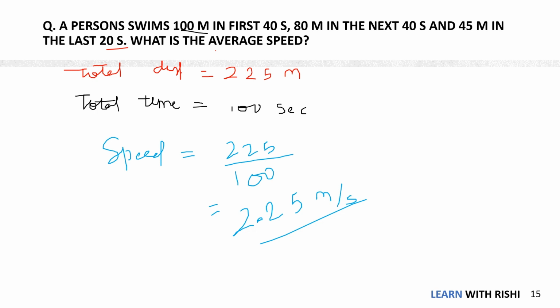The person swims with an average speed of 2.25 meter per second. This is how you have to solve the sum step by step. First you have to read the data, then write the given part, what is the distance. Then you have to find the total distance. There are three intervals of time given, so find the total time. Write the formula, average speed is total distance upon total time. Then solve these steps, and a final statement: the person swims with an average speed of 2.25 meter per second.